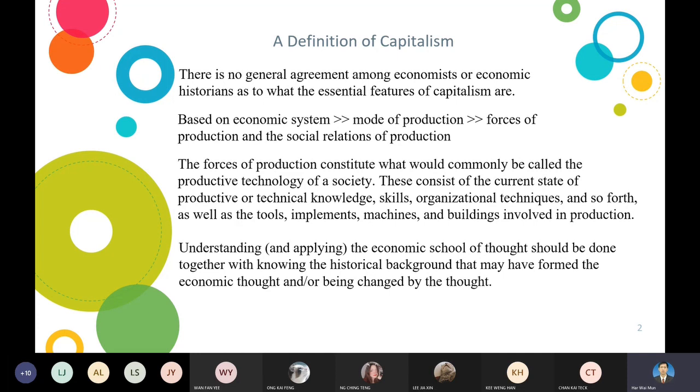So the definition or characteristics of capitalism are heavily linked to the mode of production, and of course in this case you also link to the force of production. Force of production here constitutes the productive technology of society, right? For example, technical knowledge, skill, organization technique, and so forth, like the science and technology I mentioned just now, right? Then of course the social relationship of production, tools, machines, all these things, how the things work.